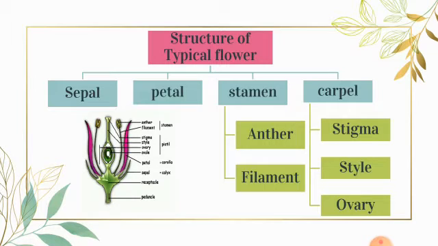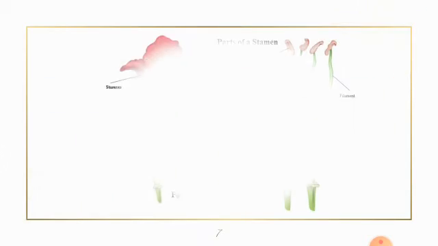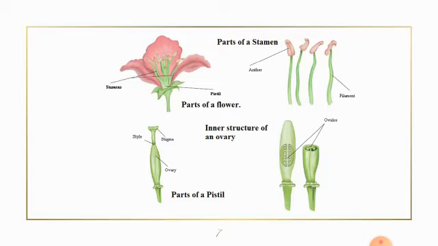Androecium is the male reproductive organ, which consists of a group of leaves called stamen. Each stamen consists of anther and filament. It works on production of pollen grain, which is male gamete.